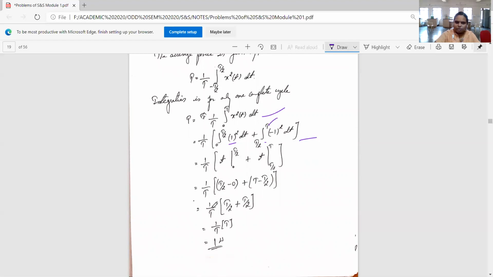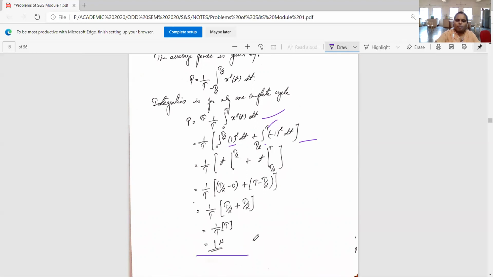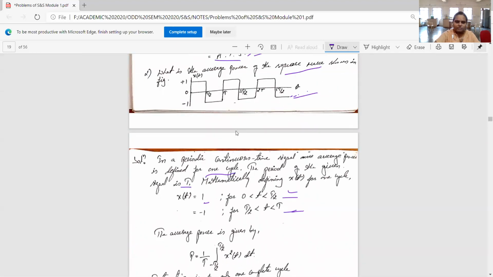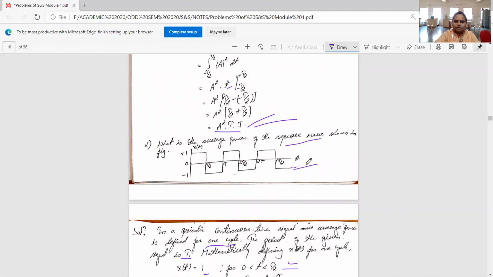Next what will I get? 1 by T. Here T by 2 minus 0 means T by 2 only. T minus T by 2 will be T by 2. If I add both, I will get T by 2 plus T by 2, which is T. Then 1 by T, the T cancels, and we get 1 watt as the power of the square signal. 1 watt it should be.